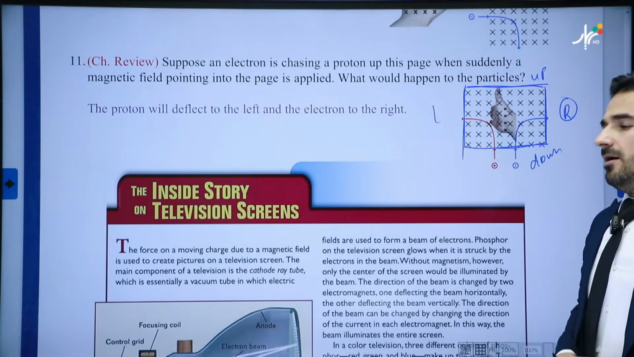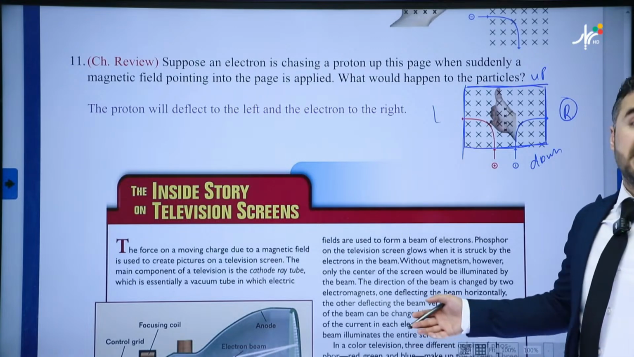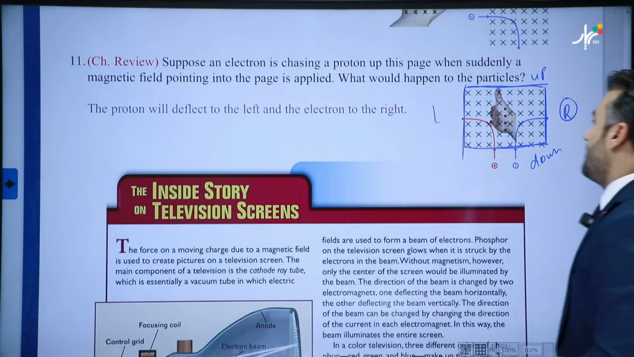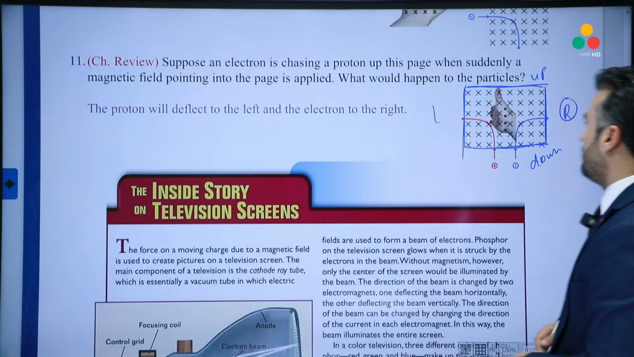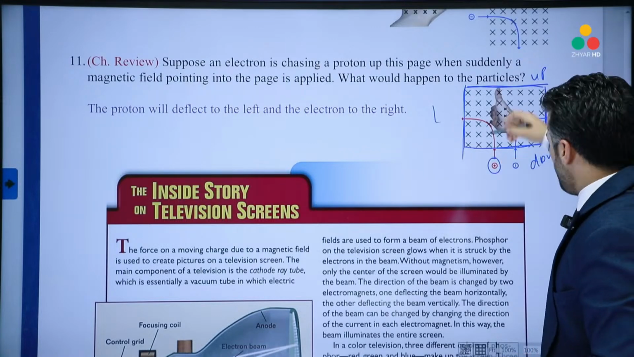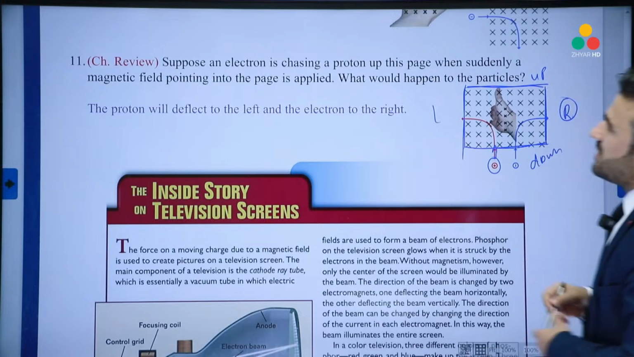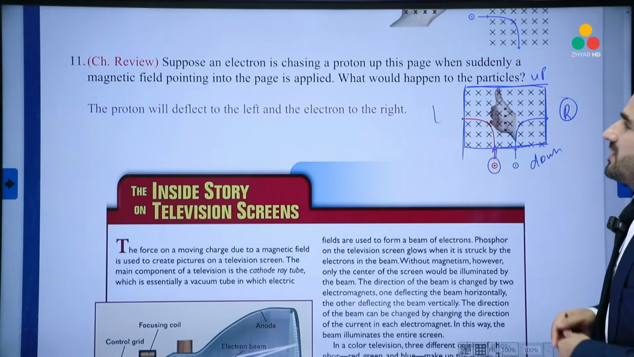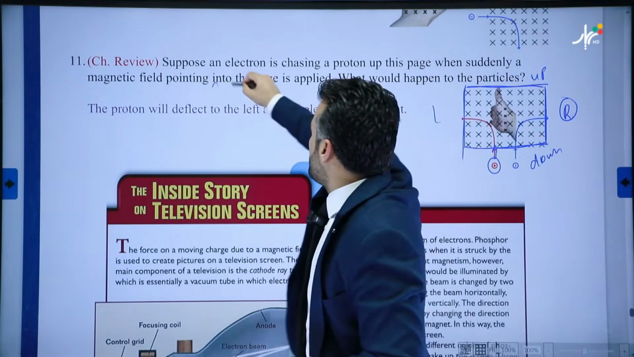Of course, you don't face any of these troubles anymore, or you don't have to worry about this here. So let's say that this is basically a proton. So up the page, that is the direction here, and of course the magnetic field is into the page, as you can see. So pointing into the page.